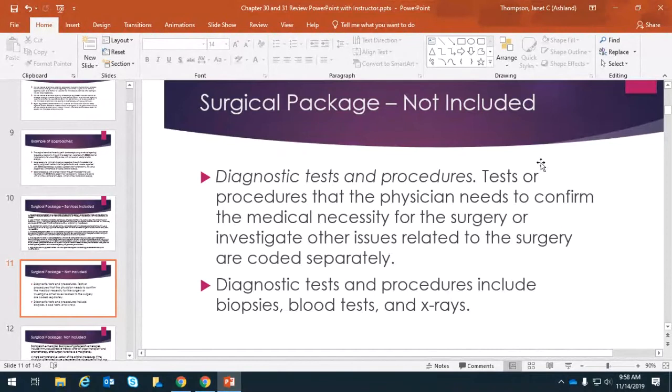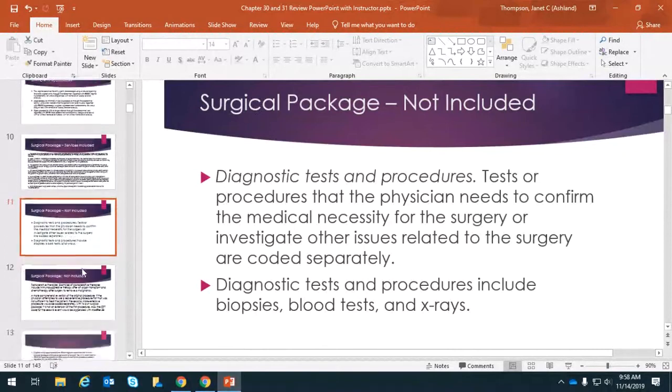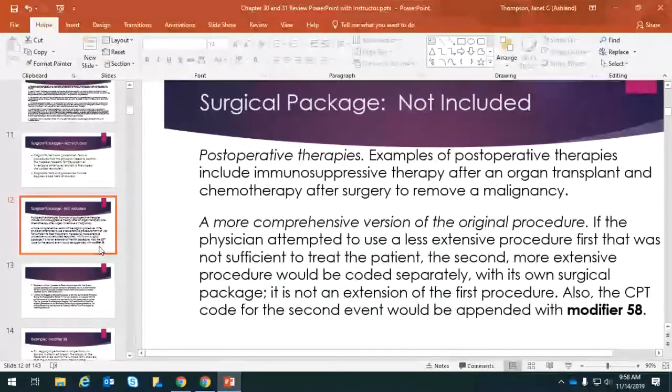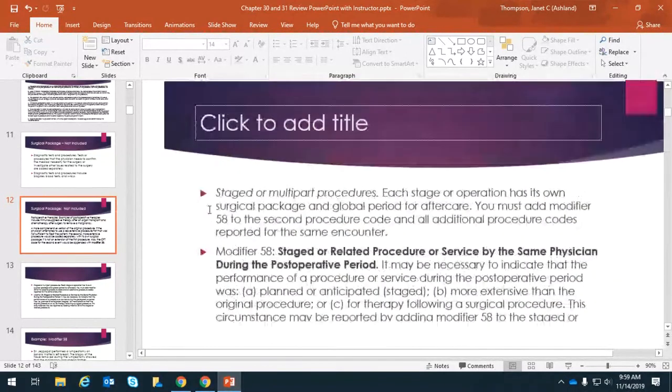Things not included in the surgical package include diagnostic tests and procedures to confirm the medical necessity or need to have a surgery. That can be coded separately. Postoperative therapies are also not included. These are immunosuppressive therapy, maybe after an organ transplant, and chemotherapy with surgery to remove a malignancy.